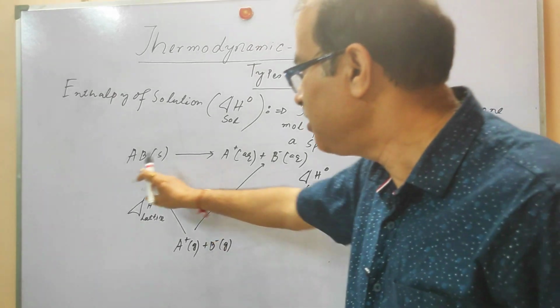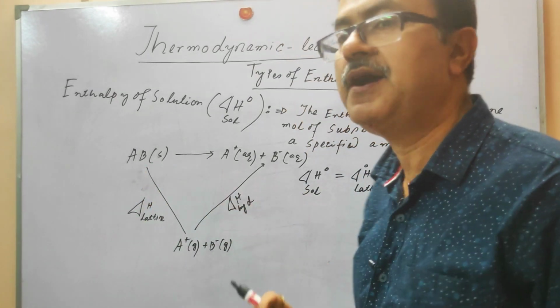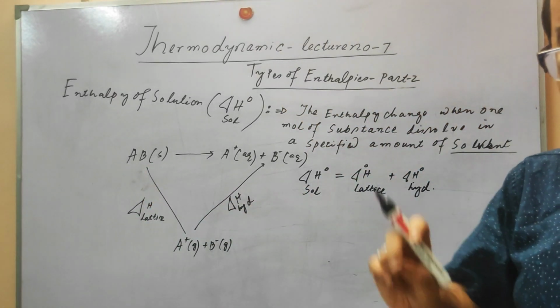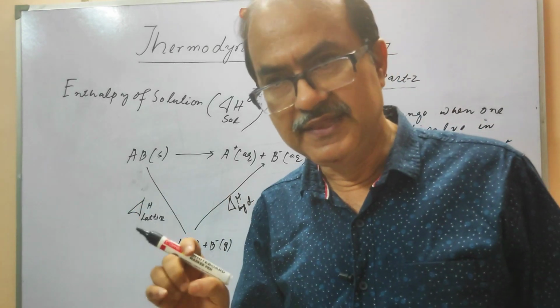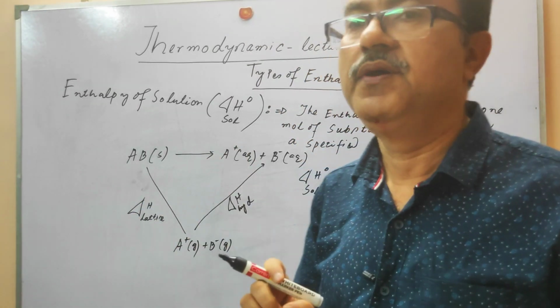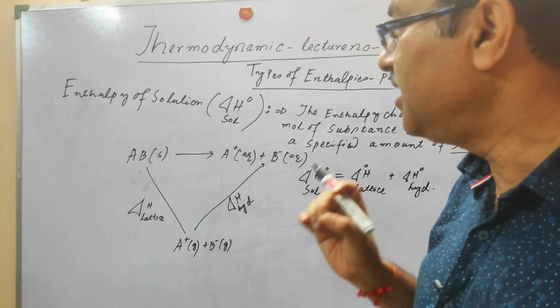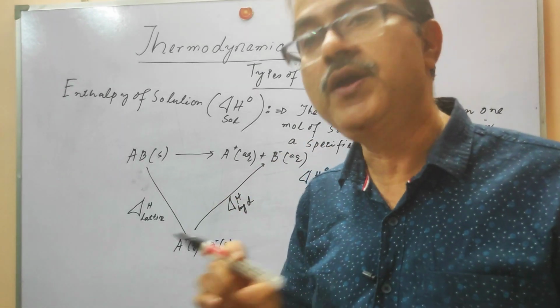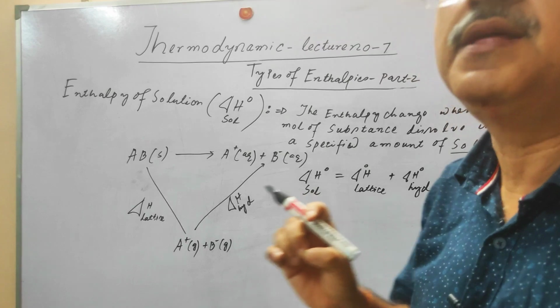This is very much important: lattice enthalpy and enthalpy of hydration. If the lattice enthalpy is very high, then the substance is not going to dissolve. It will have a very selective value for those which are going to dissolve in the solution, in the water.